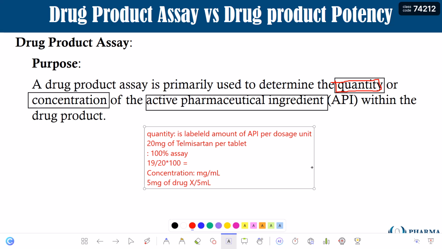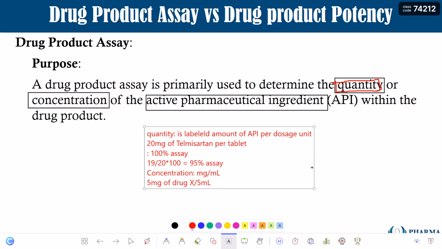Okay. So if you want me to calculate, let me do it quickly now offline. But if you get the answer, please put it in the comment box, right? So here is the calculator now, and 19 divided by 20 into 100. This results in a 95% assay.